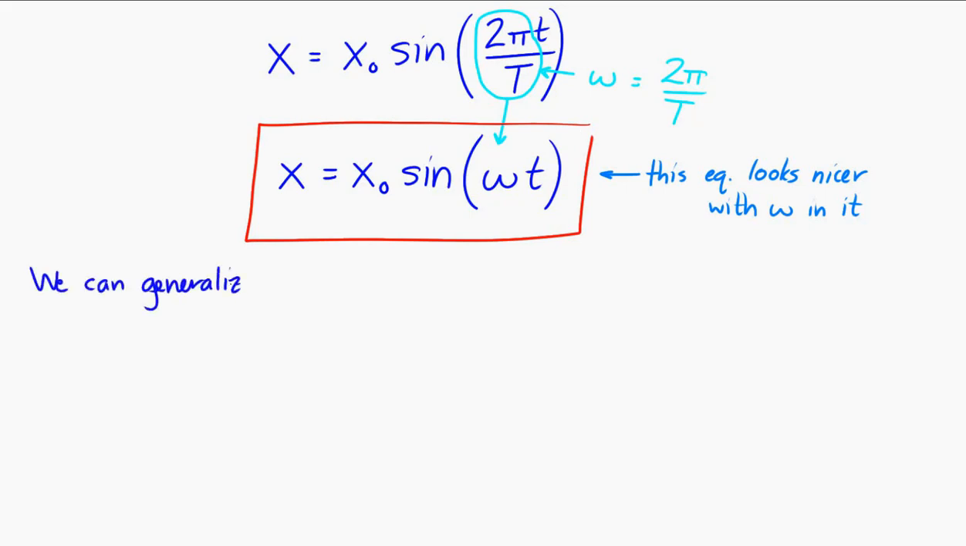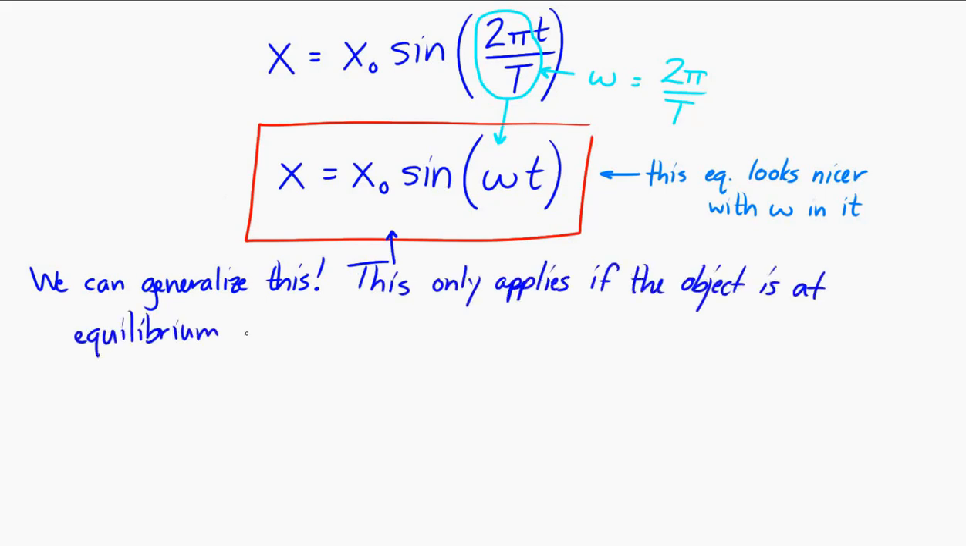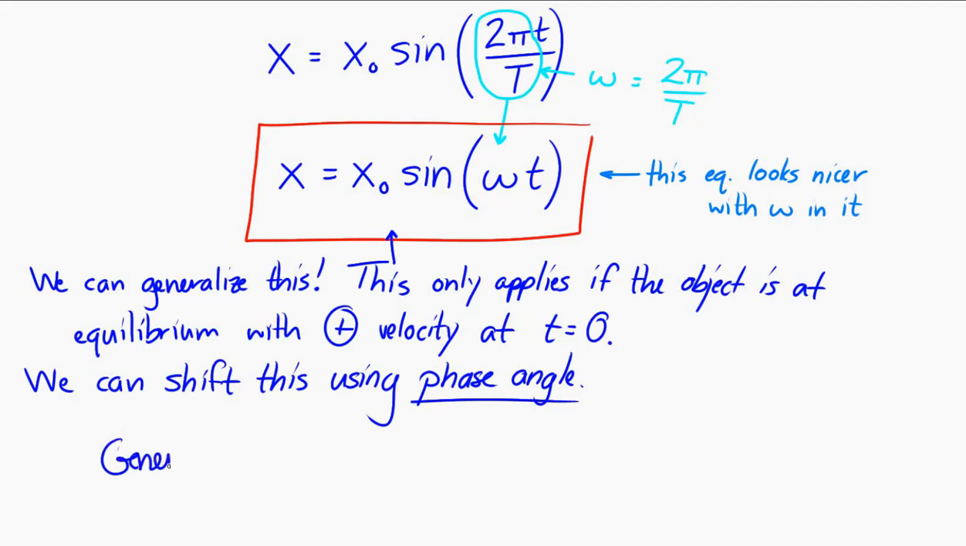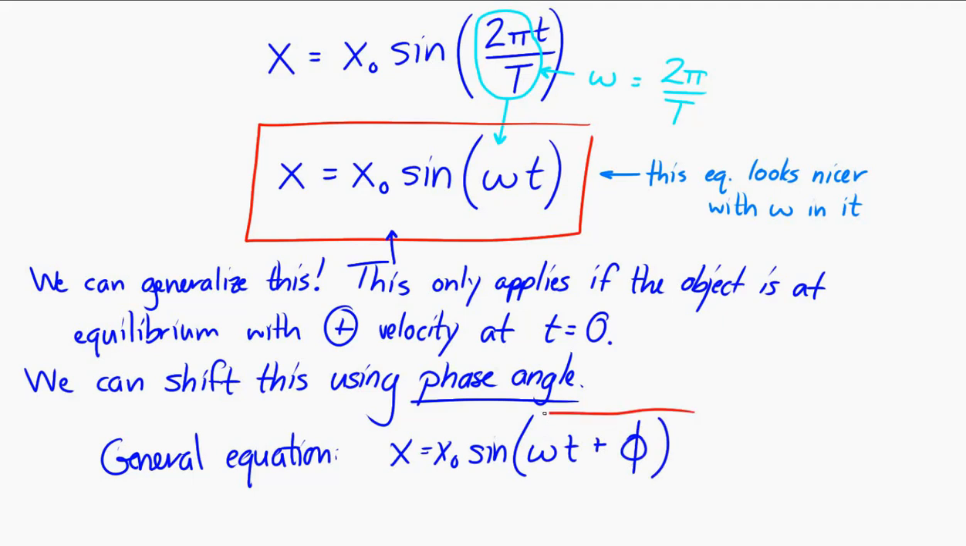But we can generalize this a little bit more. That equation only applies if the oscillating object is at equilibrium and with a positive velocity at time t equals 0, which is not necessarily the case in every single oscillation we can think of. We can shift this, though, using a phase angle. And I'll show you what I mean. A more general equation would be that x is equal to x0 times the sine of omega t plus phi, where phi is the phase angle in radians.